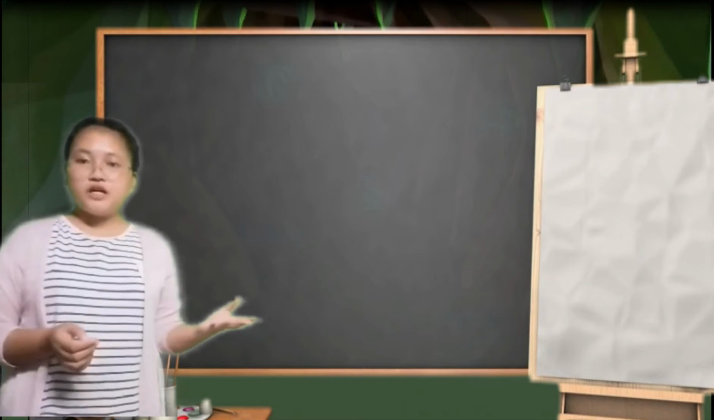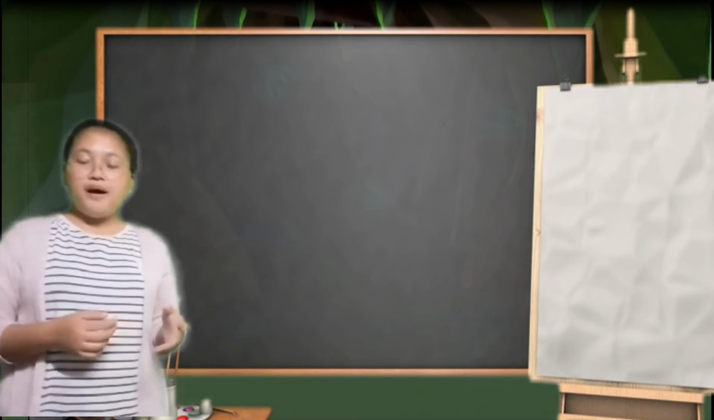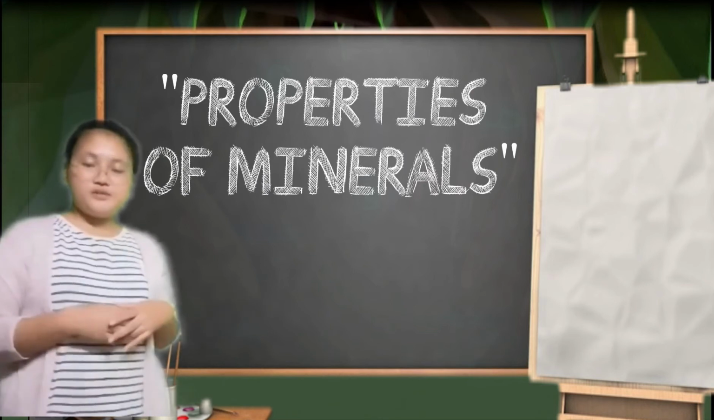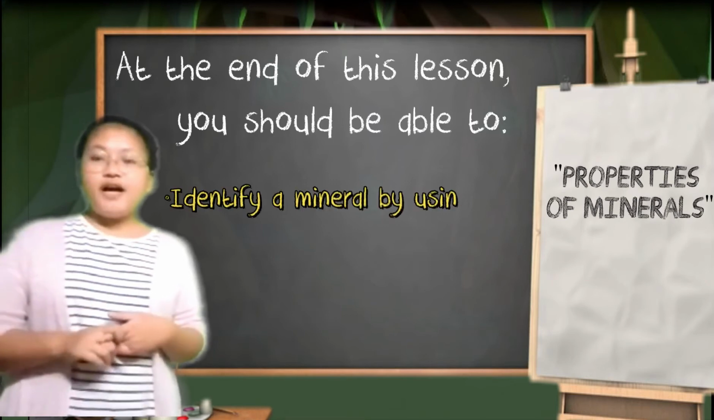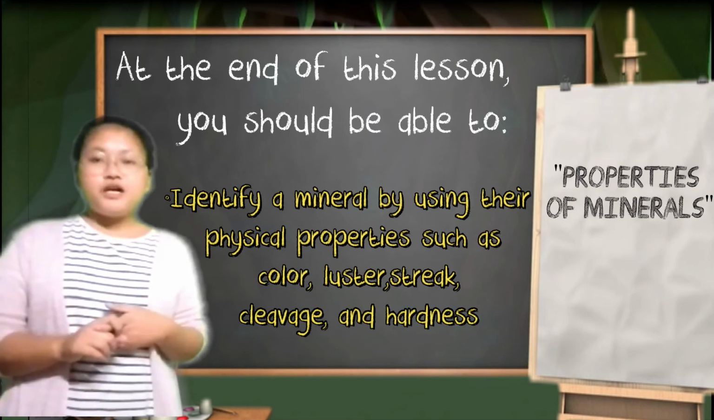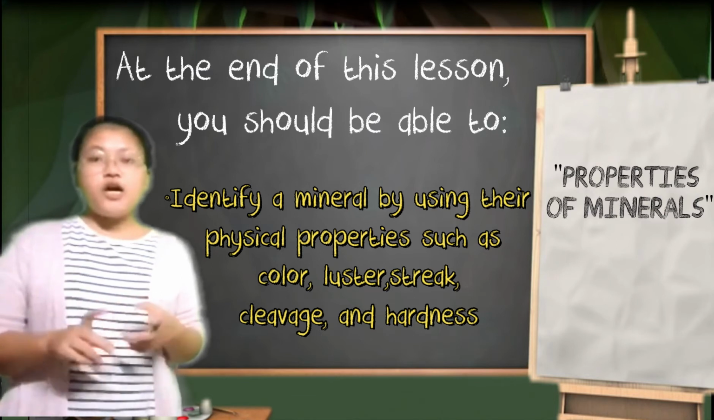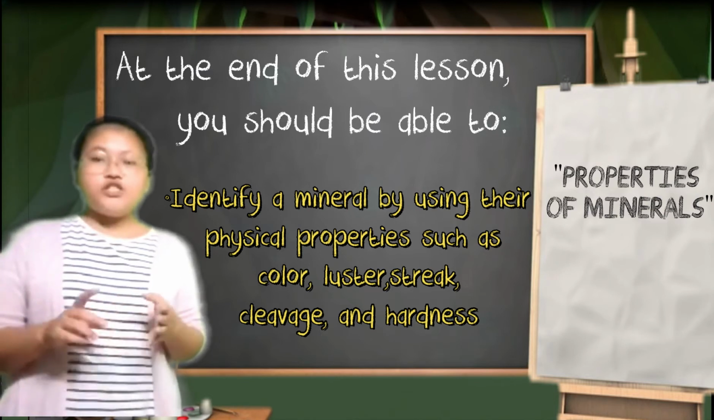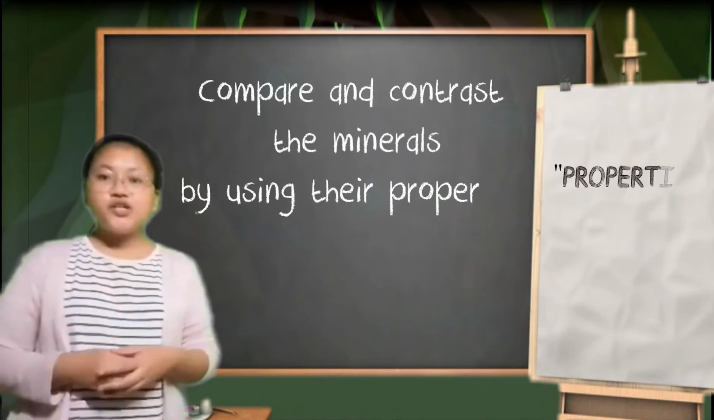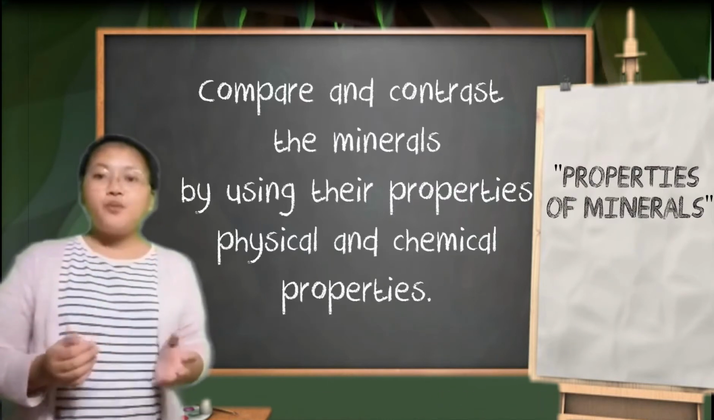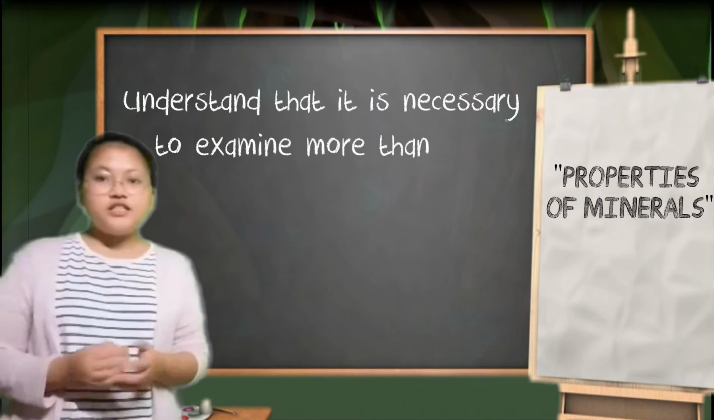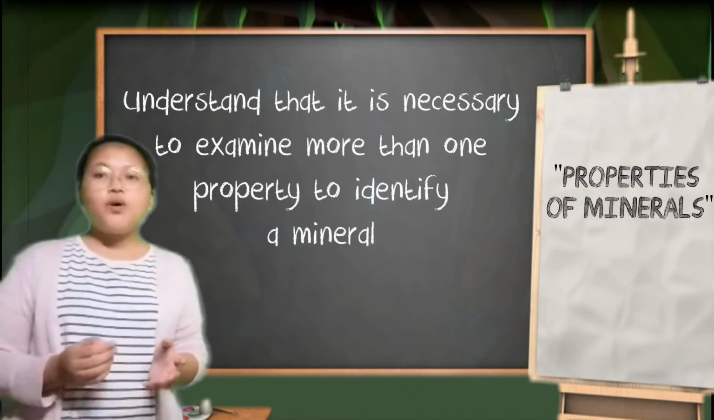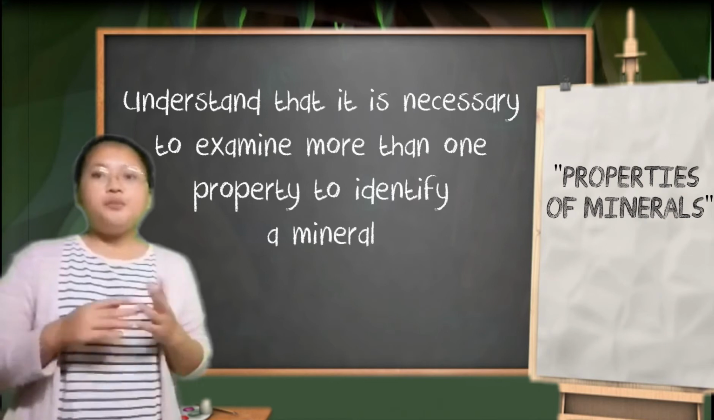After you have gained knowledge about minerals from our previous lesson, it's time for you to know about the properties of minerals. At the end of this lesson, you should be able to identify a mineral by using their physical properties such as color, luster, streak, cleavage, and hardness. Compare and contrast the minerals by using their physical and chemical properties. Understand that it is necessary to examine more than one property to identify a mineral.